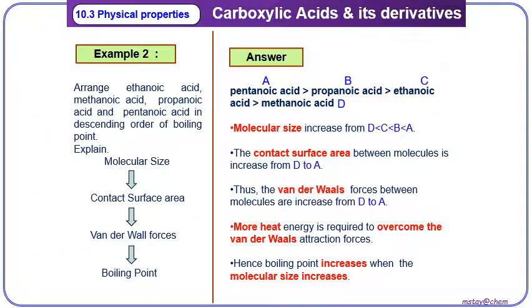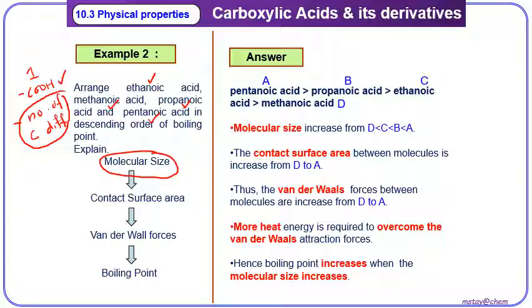So if we look at the example over here, we have ethanoic acid, methanoic acid, propanoic acid, and pentanoic acid. Generally, all these are carboxylic acids with one carboxyl group, and the difference among them is the number of carbons. The difference in the number of carbons will lead to different molecular size, and then we relate it with the contact surface area, the strength of the van der Waals force, and then the boiling point. So they are arranged and labelled A, B, C, and D.